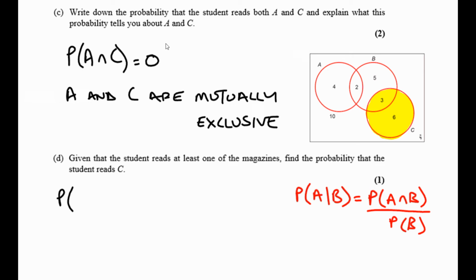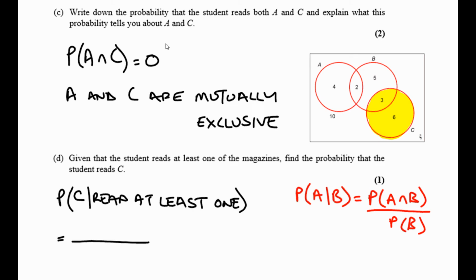Okay, so the probability that they read C, given that they read at least one, is going to equal the probability of reading C, which is 9/30, divided by at least 1, which is 20/30, cancels down to 9/20.